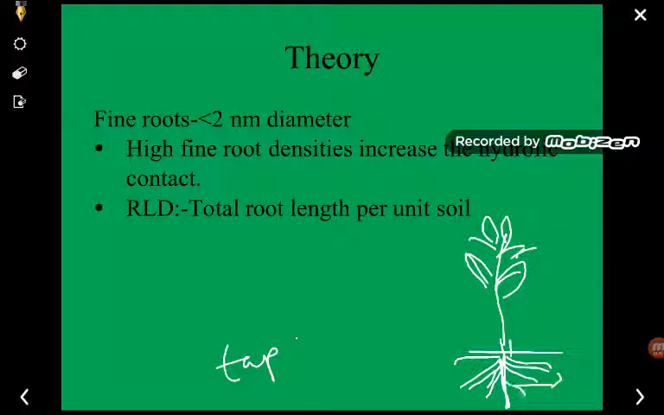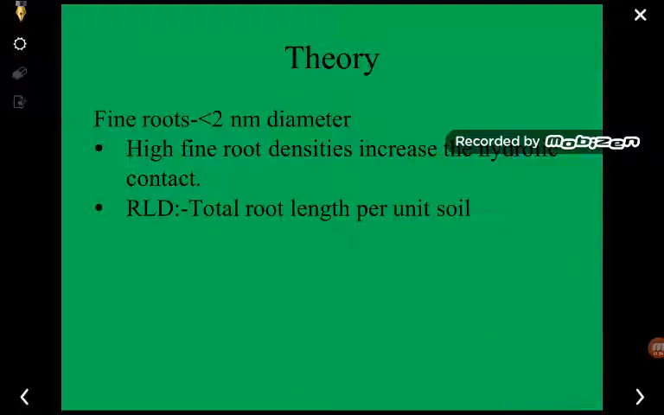The main function of these lateral roots is to take up nutrients and water from the soil. So what we are going to do today is find out the length of the primary roots, and we are going to count the number of lateral roots, and find out how many lateral roots are present according to the length of the primary roots.